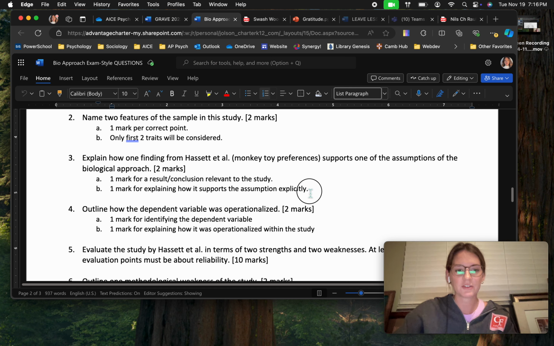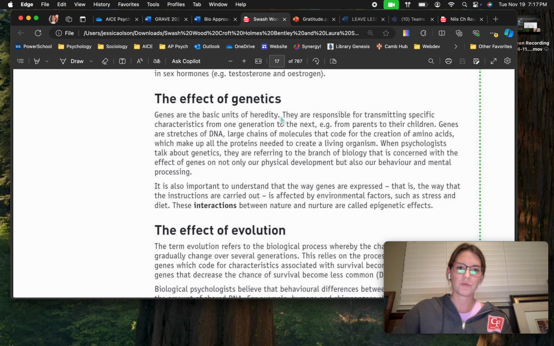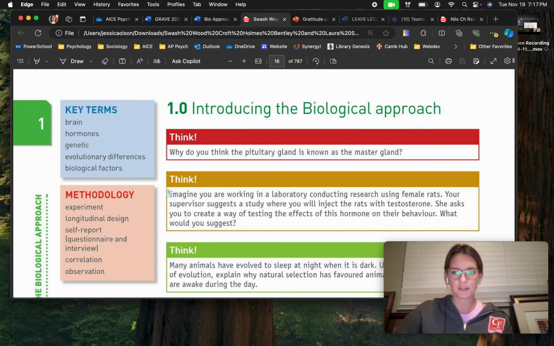And I want to explain how to answer this now. So if we go to our textbook, the online one, not the one that we're given because it sucks, but the textbook that is Swash Woodcroft. I uploaded this to Teams. It might be either under files or all the way in the beginning of our channel. So I'm going to scroll up to, this is page 15 in this textbook. They put research methods at the back of the book. So it starts with the biological approach.